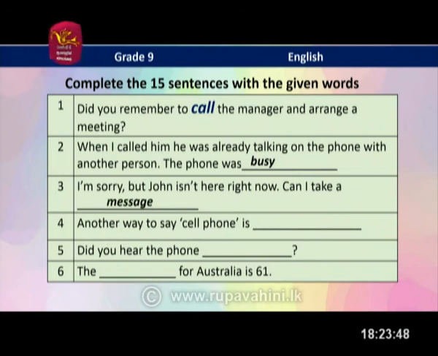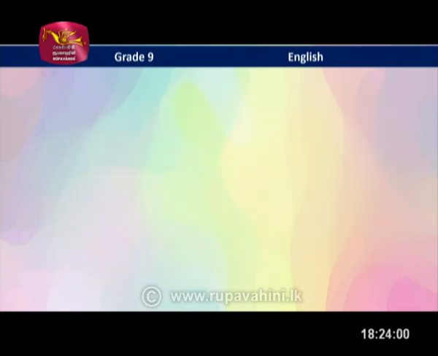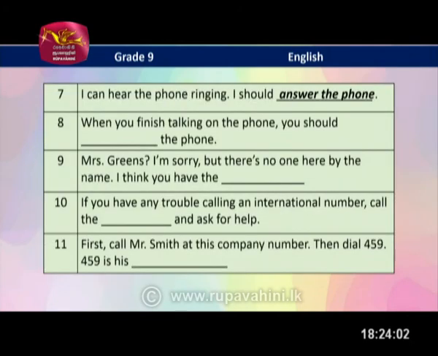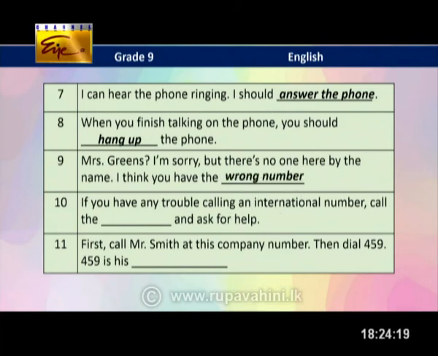Another way to say cell phone is mobile phone. Did you hear the phone ring? The country code for Australia is 61. I can hear the phone ringing. I should answer the phone. When you finish talking on the phone, you should hang up the phone. Mrs. Greens, I'm sorry, but there's no one here by the name. I think you have the wrong number.